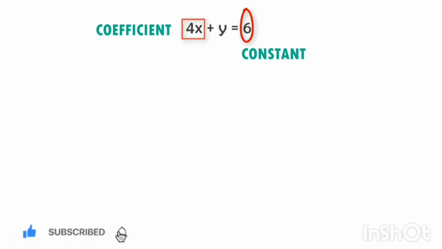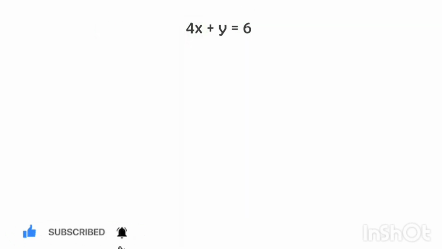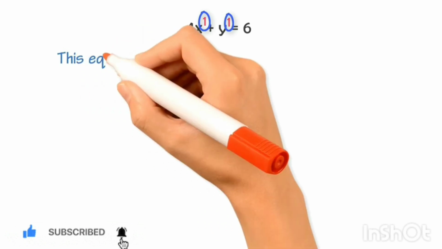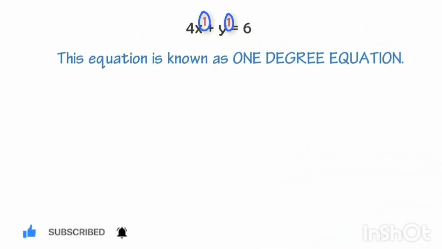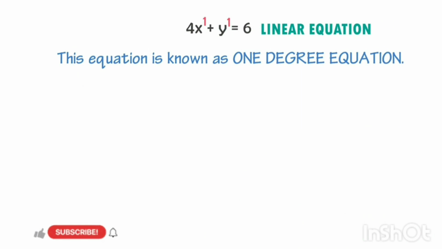The highest power of the variable x is 1, and the highest power of the variable y is also 1. Hence, all the variables in this equation have the highest power 1. Therefore, this equation is known as a one-degree equation or linear equation. Let me give you another example.